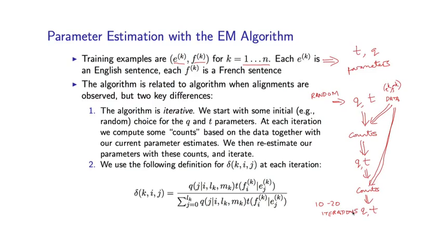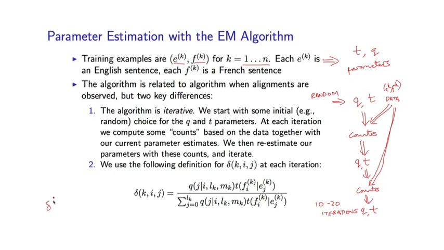So that's the basic idea. We're going to have this iterative algorithm, random initialization, and then we recalculate the q and t parameters at each step, going through this process. And the only thing that's really going to change in how these counts are calculated is that, remember, our data doesn't include alignment variables. So instead, we're going to use our q and t parameters to actually calculate these deltas.